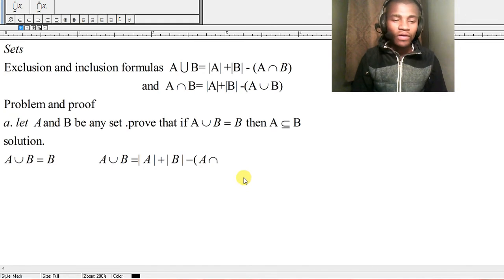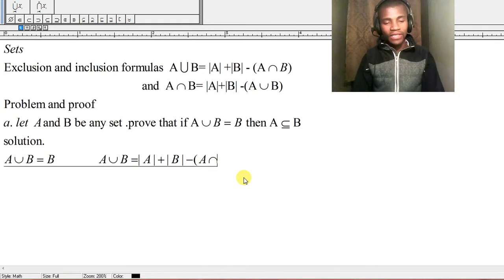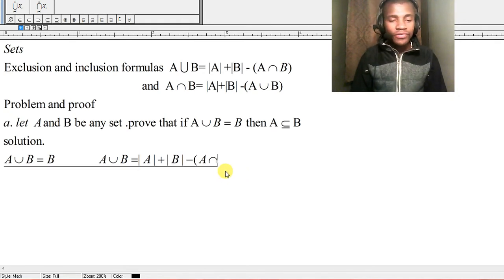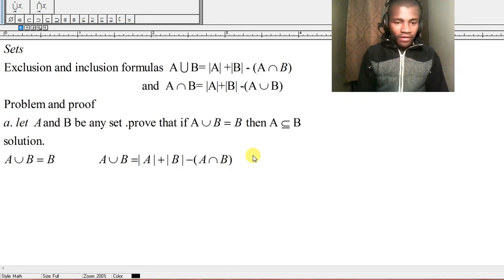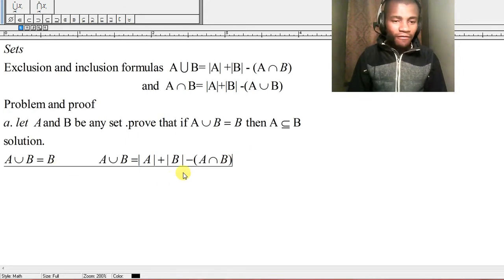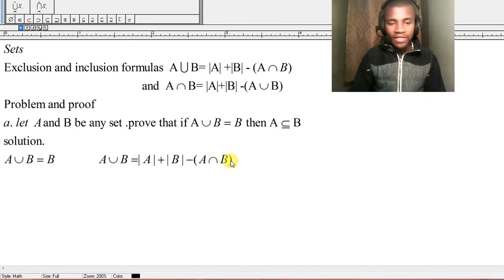I'll try to compile one of the lectures on this thing, so that you guys can see what is actually going on. But for now, let's just solve this one so that everyone can go and have their exams in peace. Okay, so for now, since we are saying A union B is equal to modulus of A plus modulus of B minus A intersection B, then we can just replace this with this. Then let's just quickly do that.